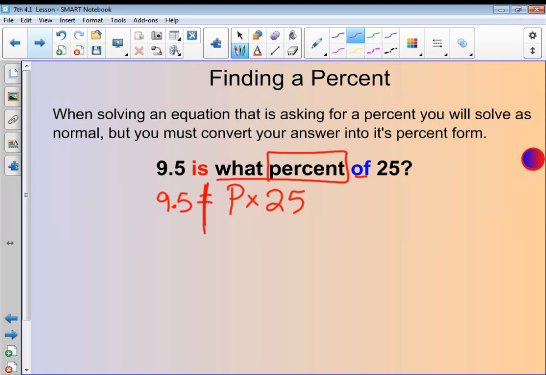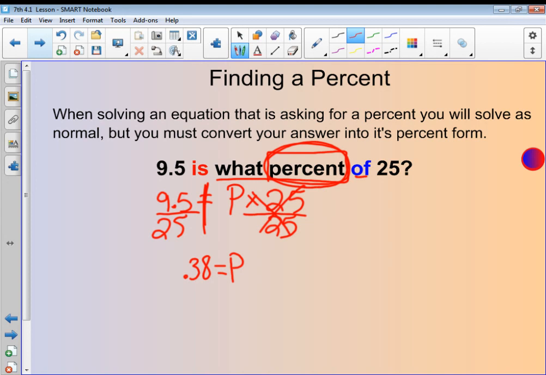I have the letter P times 25 on one side, and I just need the letter P. So I'm going to divide by 25 to get rid of it. So now when I punch this in on my calculator, I punch it in the way I see it, top divided by bottom. So 9.5 divided by 25. When I do that, this is what I get. P equals 0.38. Now I have to remember it did ask what percent.